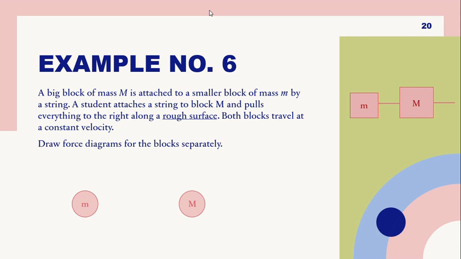Both blocks travel at the same constant velocity, so they both have net forces of 0 newtons. Since there is no net force on the blocks, the vertical forces must be balanced, meaning that the gravitational forces and the normal forces must be equal in magnitude. The block with mass little m will have a smaller gravitational and normal force acting on it because it has less mass. And this keyword rough tells us that friction is present, so both blocks will have friction acting on them.